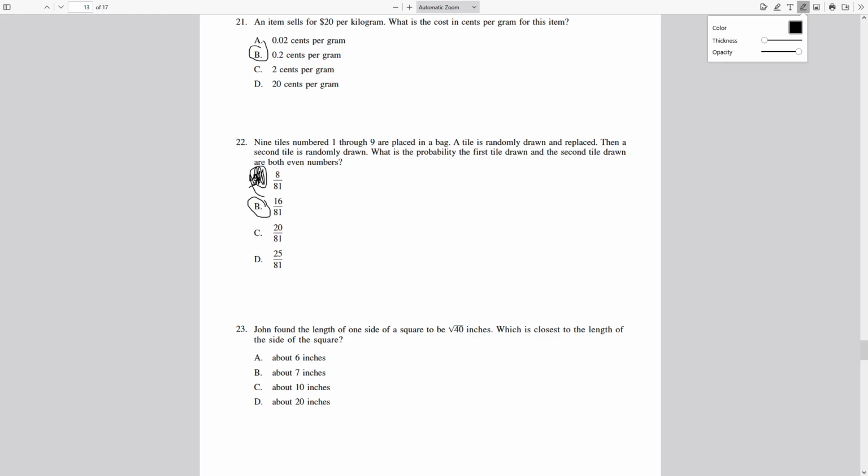John found the length of one side of a square to be square root of 40 inches. What is the closest length of the side of the square? I'm estimating. What is the square root of 40 equal to? Well, 7 times 7 is 49. 6 times 6 is 36. So it's about 6 inches.